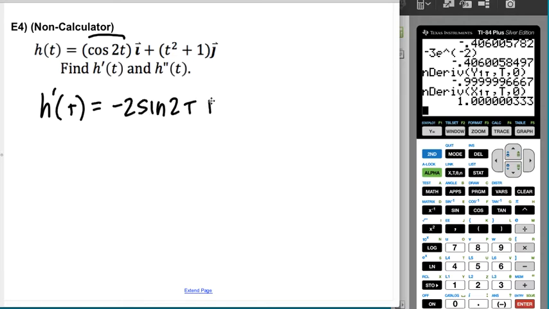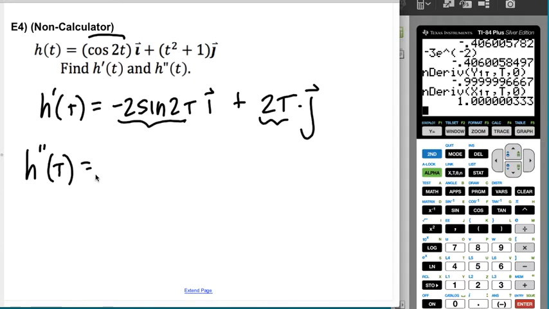And then the i is just the vector direction. This is the function, the i is just the direction. And when I differentiate the t squared plus 1, I'm going to get a 2t. And the j is just the direction. All right, so that's my first derivative. My second derivative, again, I'm just going to differentiate those functions. The i and j are not a product.